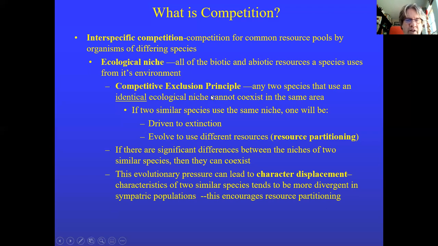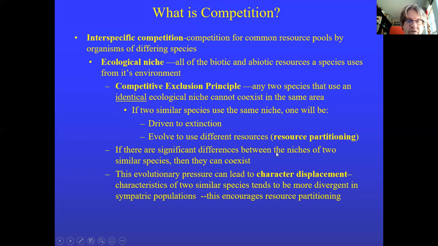So ecologists have defined this thing called the competitive exclusion principle, which is any two species that use an identical, underline that, ecological niche cannot coexist in the same area. They will compete over short periods of time until one goes extinct, or it evolves to use different resources. It's called resource partitioning. So you don't find in ecological systems two different species of organisms that are using exactly the same resources simultaneously. There's only one, right? And there's other ones that use maybe similar resources or very closely related, but they're actually in a different niche, right? I'll show you an example of that in a second.